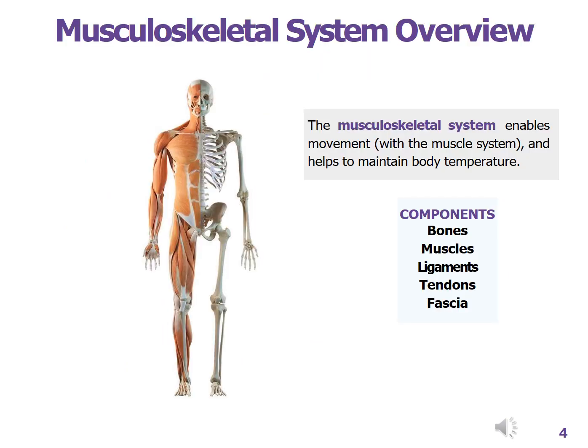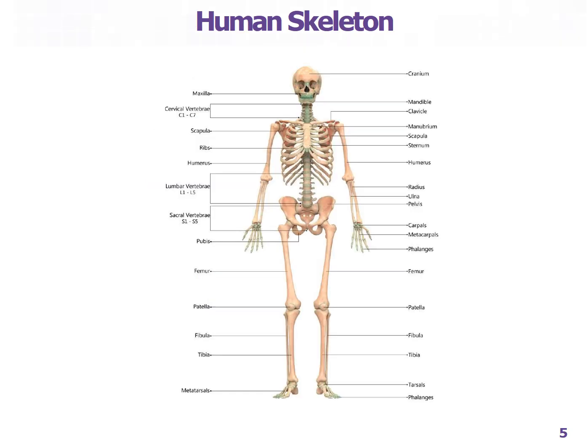Musculoskeletal system overview. The musculoskeletal system enables movement with the muscle system and helps to maintain body temperature. Components: bones, muscles, ligaments, tendons, fascia.